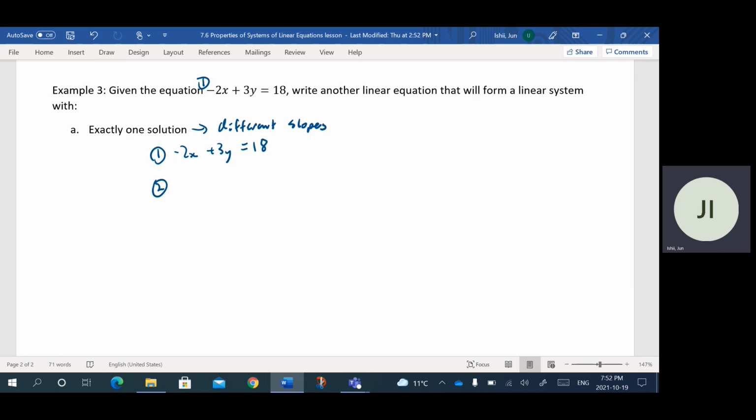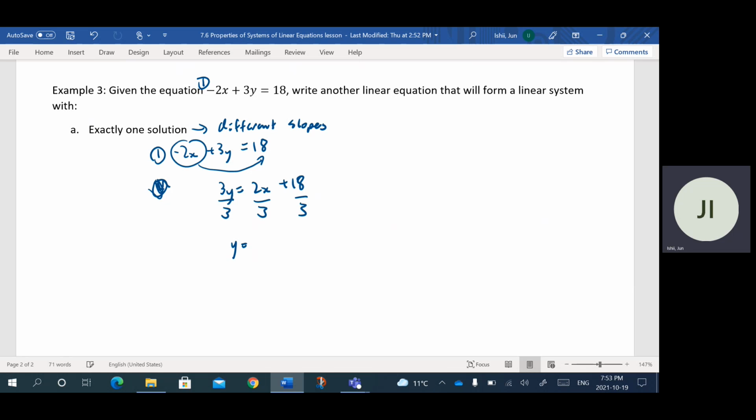Best way to explain this here. So remember, slope is rise over run. If I was to change this first one into slope-intercept form, I would take the negative 2x, move it over to the other side, and I'd have 3y equals positive 2x plus 18. And then I would divide through by 3. So there.